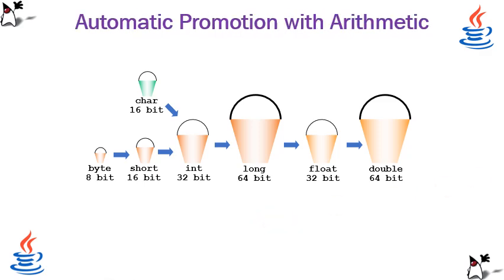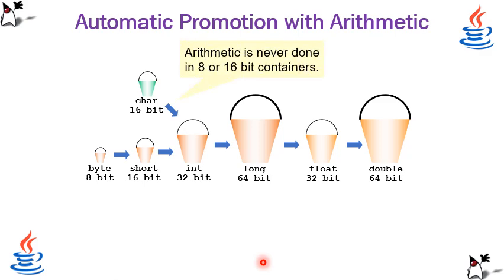Automatic promotion with arithmetic. What is this automatic promotion with arithmetic? When you are performing an arithmetic operation, automatically what happens? The arithmetic is never done in 8-bit or 16-bit containers. Of course, it is done in 32-bit containers. Therefore, what you have to do, you will have to take care of it. How?